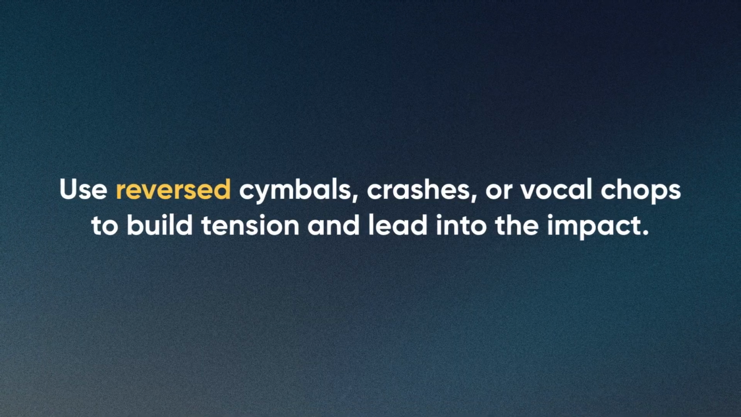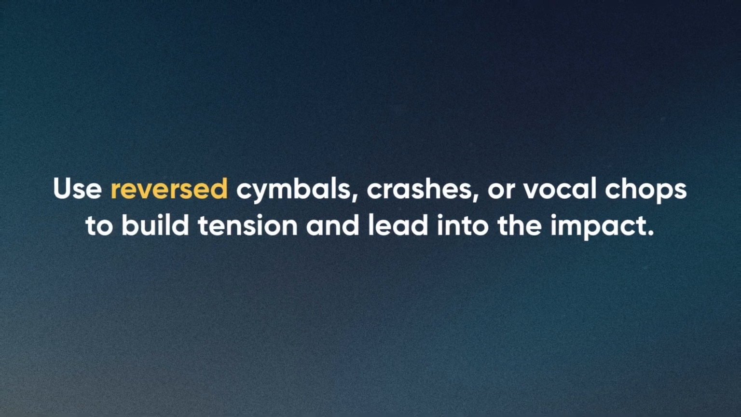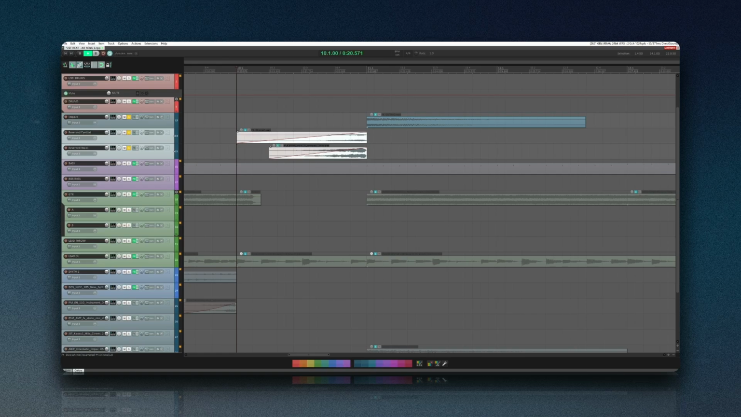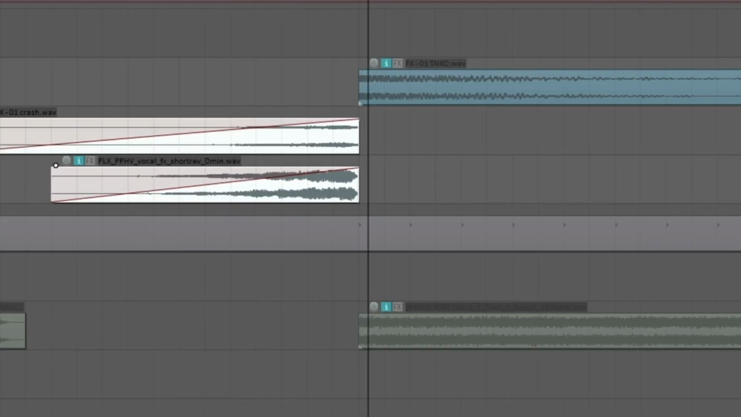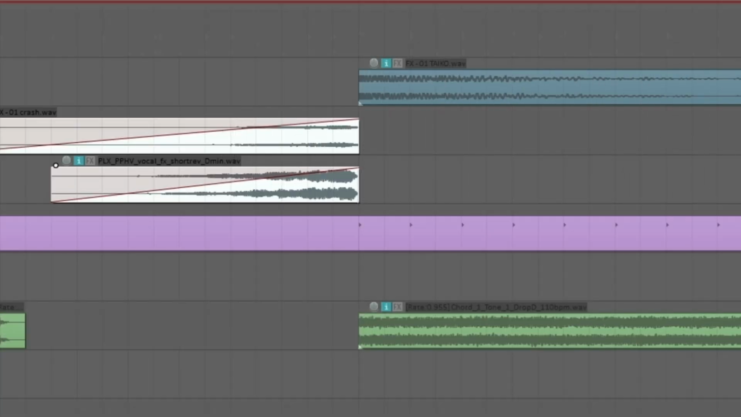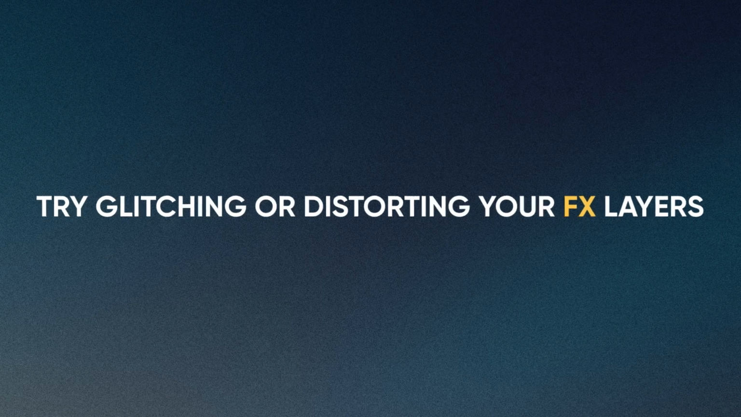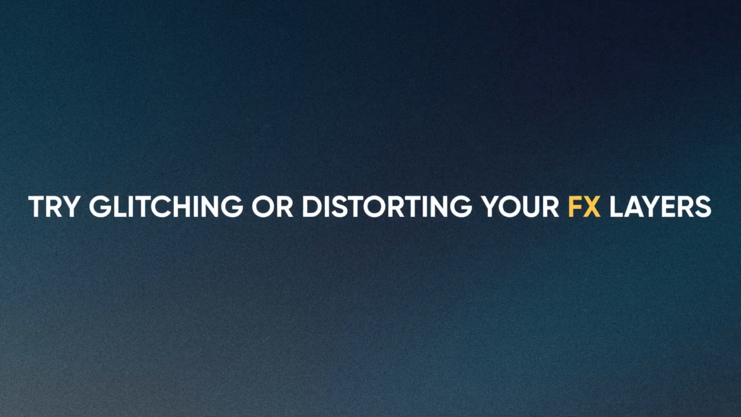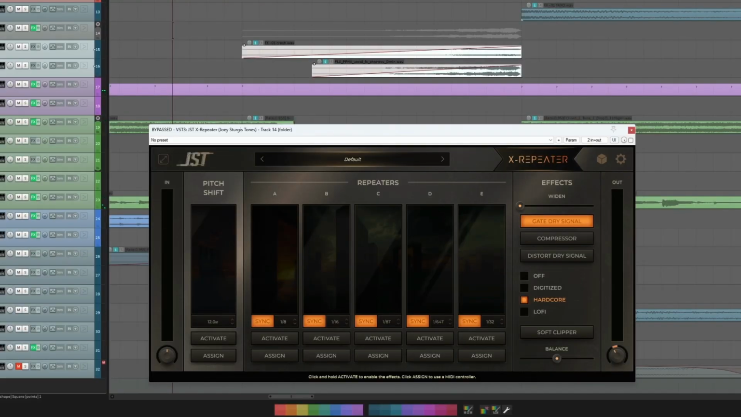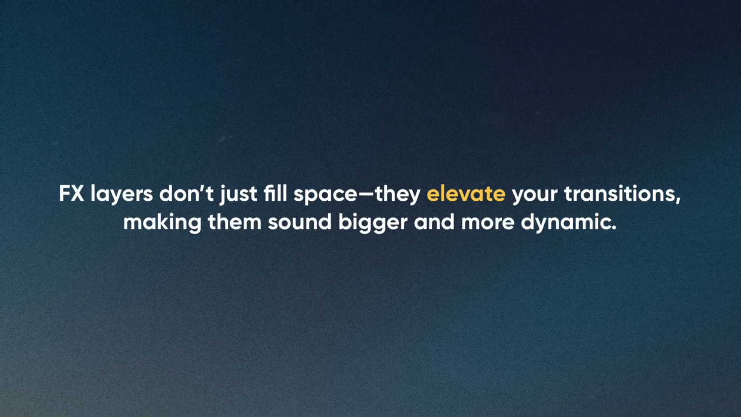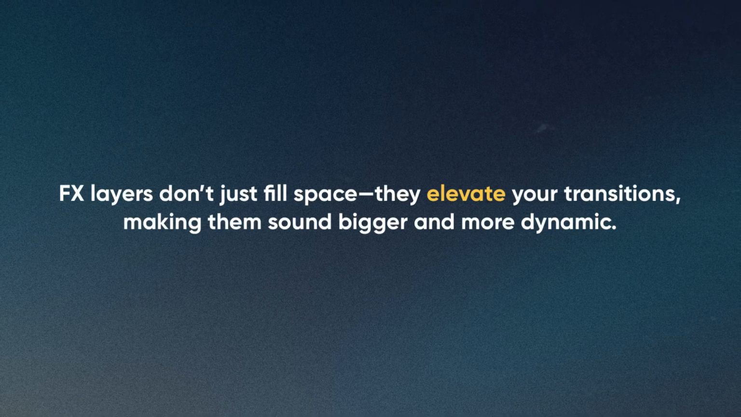Next, use reverse sounds like cymbals, crashes, or even reverse vocal chops to lead into the impact. These create a natural build that pulls the listener toward the next section. For more creative transitions, try glitching or distorting your effects layers. Add a subtle stutter or pitch shift to your reverse sounds to make it unique. You can use plugins like X repeater to make this quick and easy. Effects layers don't just fill space, they elevate your transitions, making them sound bigger and more dynamic.